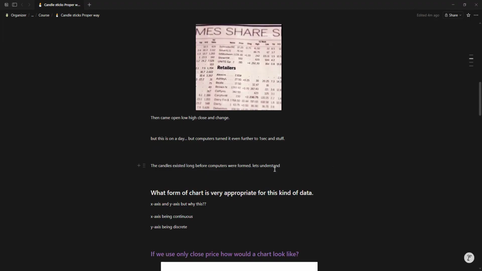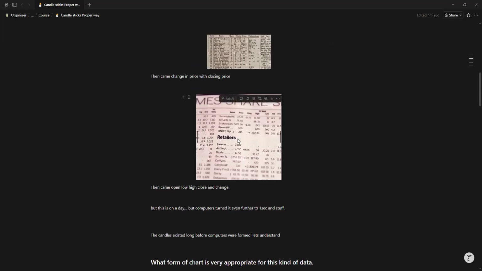So let's understand how we reached the candlestick, not just in terms of chart patterns, but how exactly the data is interpreted. What form of chart is appropriate for this kind of data: open, low, high, close, and percentage change? This is just data points, right? We are given four numbers and a percentage change on a day. So which chart form is crucial for this? There are pie charts and different kinds of charts, so why the candlestick chart, and how did it come into existence?